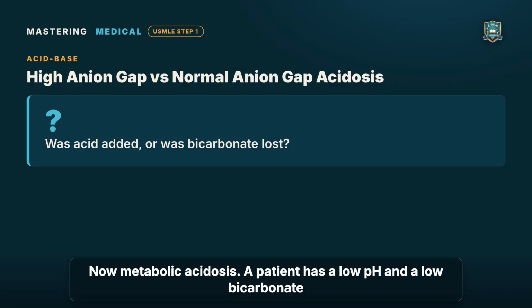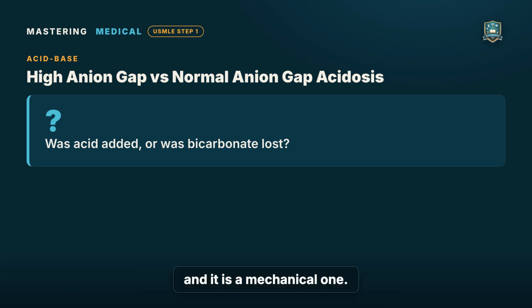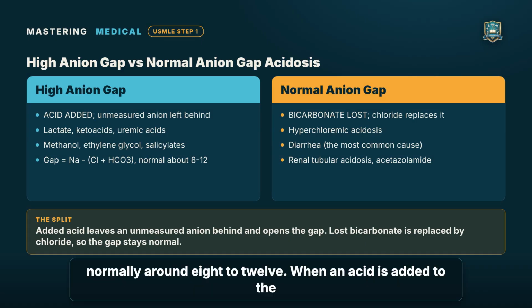Now, metabolic acidosis. A patient has a low pH and a low bicarbonate after severe diarrhea, and the anion gap is normal. The anion gap answers one question, and it is a mechanical one. Was acid added to the blood, or was bicarbonate lost from it? The anion gap is sodium minus chloride plus bicarbonate, normally around 8 to 12.